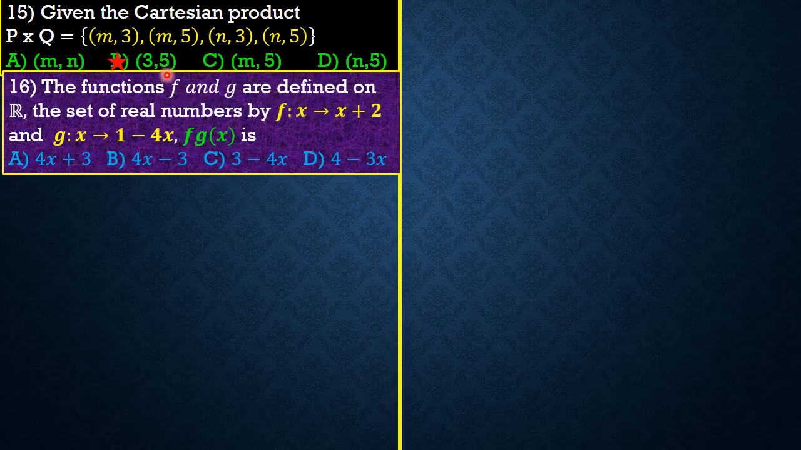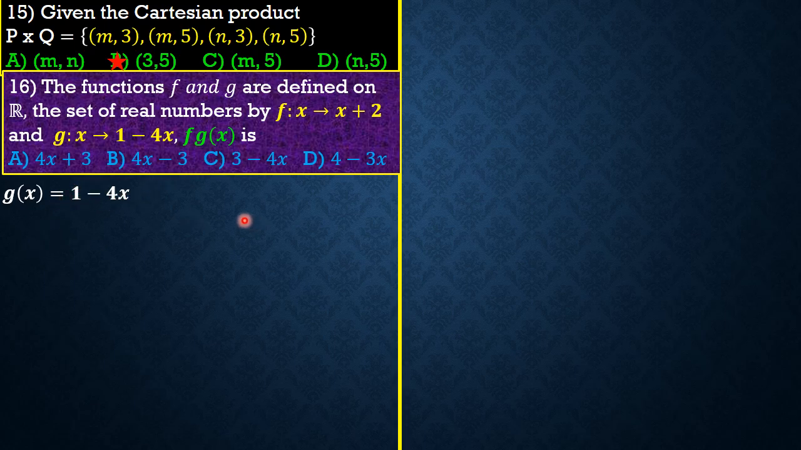Question 16, guys, reads that the functions f and g are defined on R, the set of all real numbers, by f such that x maps onto x plus 2 and g such that x maps onto 1 minus 4x. Now they are saying that fg of x is, okay, guys, this is a composition function. So in such a case we have to start from right to left. We start with g of x. g of x is this, 1 minus 4x.